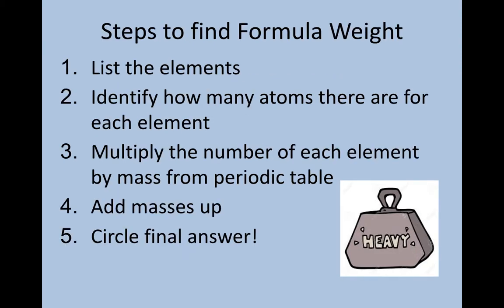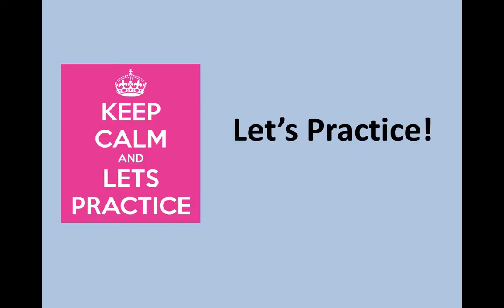There are a few simple steps to find the formula weight. The first step is you always want to list your elements. The second step, you want to identify how many atoms there are for each element. The third step is you're going to multiply the number of each element by the mass from the periodic table. The fourth step is you're going to add the masses up. And the fifth step is you're going to circle your answer. Okay? So let's go ahead and do some practice problems together.